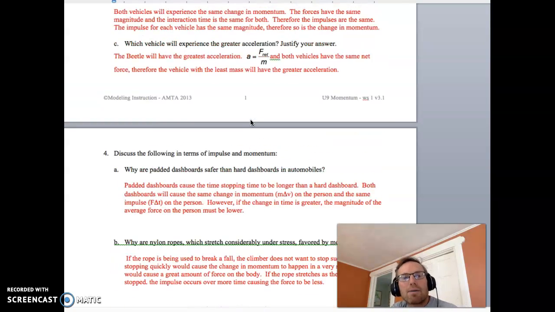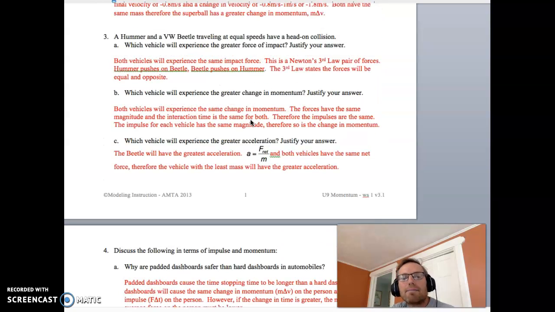Number three asks you about a collision between a light Beetle and a heavier Hummer. And it asks, first of all, which vehicle experiences the greater force? Well, based on all our discussions in the past about Newton's third law and discussing, for example, you driving down the road and hitting a bug, which exerts a greater force? Well, they would both exert the same force. For every action, there's an equal but opposite reaction. Every force has to have a pair. And so there'd be the same amount of force acting on either car, no matter the mass.